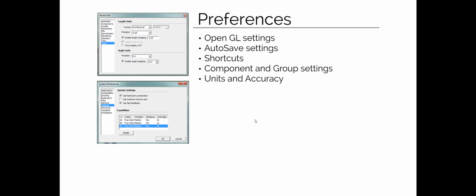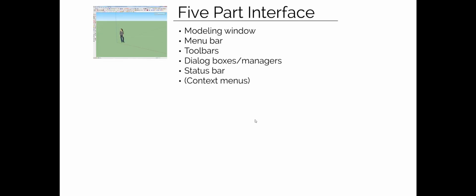Talk about things like OpenGL settings, preferences, snapping lengths, all those kinds of things. Most of these will be pretty straightforward. We'll talk about the 5-part interface. SketchUp is really simple and elegant. It's not that hard to figure out and learn once you get things laid out there. So we've got the modeling window, the menu bar, the toolbars, dialog boxes, status bar, and there's lots of commands that you get through context menus as well. So usually more than one place to find a command in SketchUp.